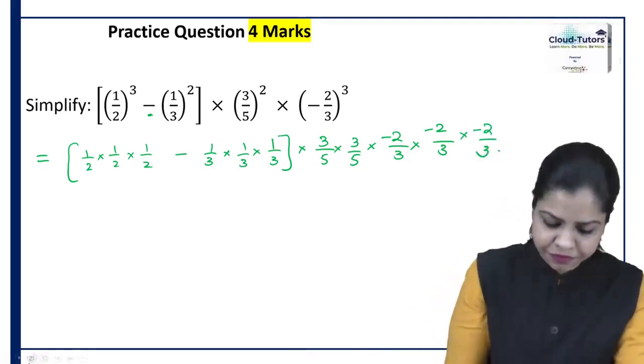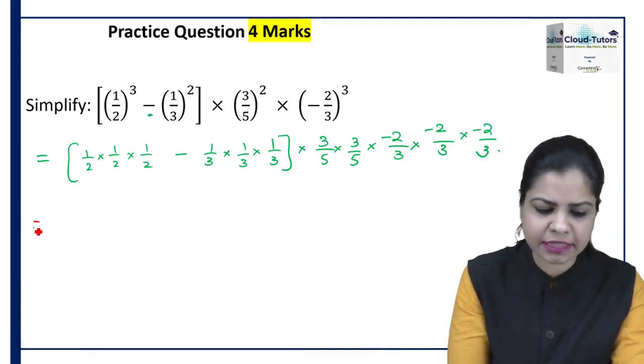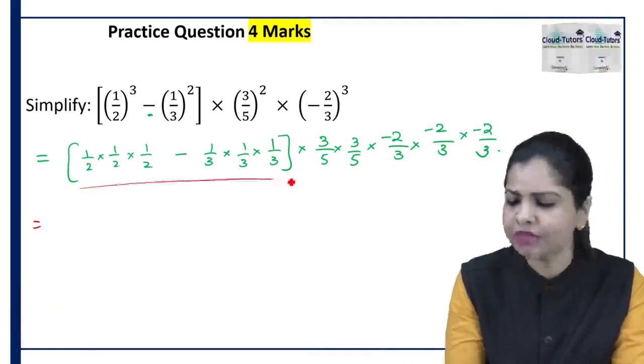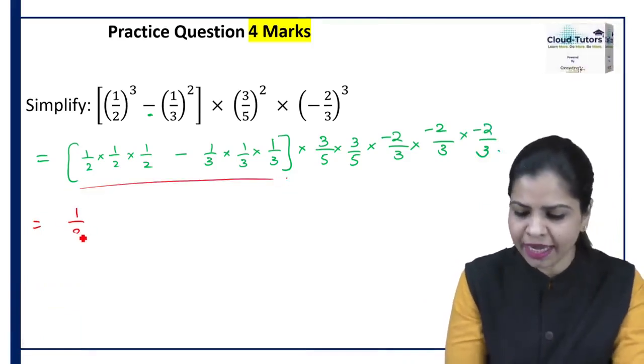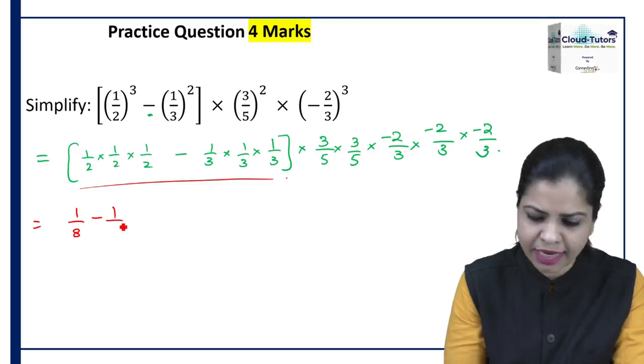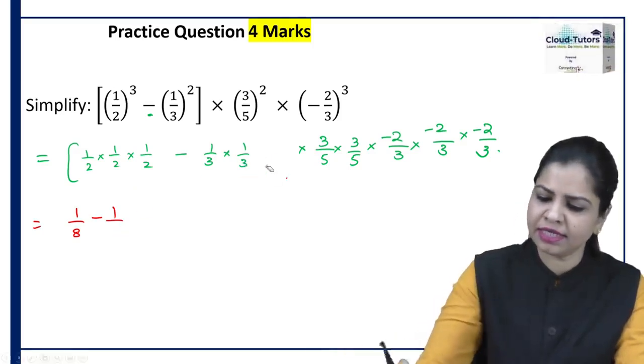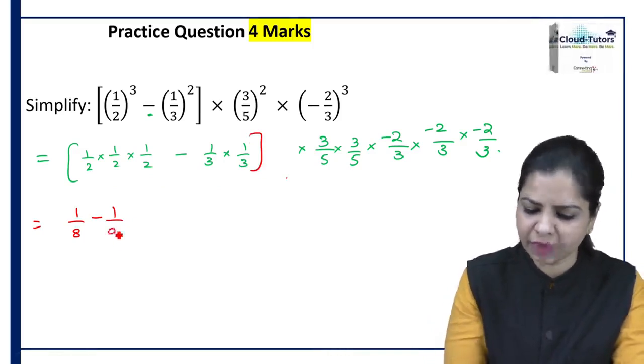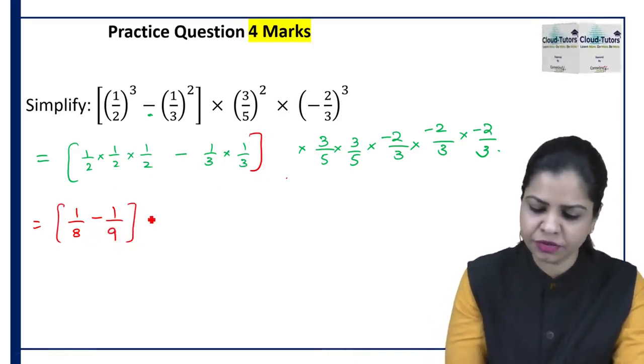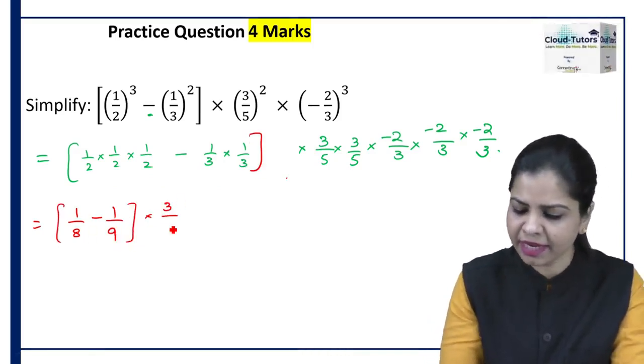Okay, now let's simplify the brackets first. So it is 1 by 8 minus 1 by 3 3s are, oh, this is only 2 times. Right. Okay, no worries. 1 by 9 into, I will write the remaining as it is.